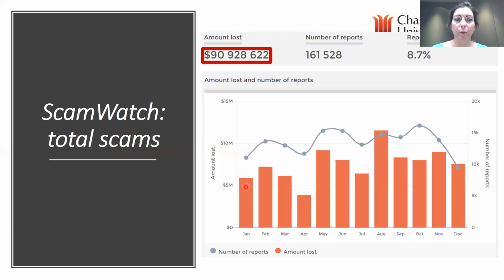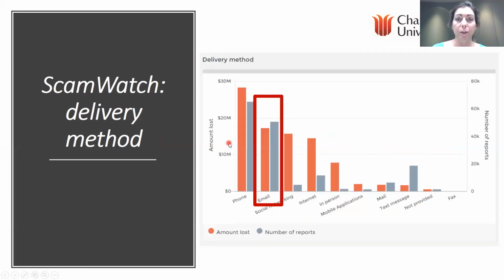But ScamWatch in Australia, that's one of our government agencies, found $90 million was lost, and that's just the data that was reported to them. So that's not including all the stuff that didn't get reported, and mainly they're consumer focused, so one-to-one individual to government agency as opposed to corporate focused. So they've got 161,000 reports. And as you can see here, this is a grid of the number of reports and the amount lost over 2017.